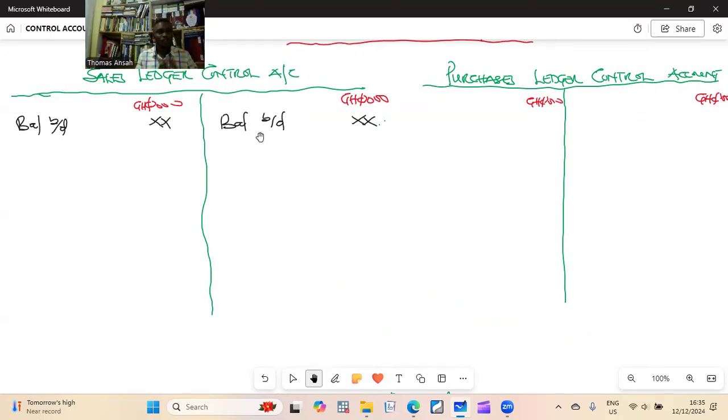Now, for the remaining things, you ask yourself: is it going to increase the customer's balance or reduce the customer's balance? Let's say there is a credit sale. The fact that we have sold to the customer on credit means that the customer's debt is going to increase, and that is an asset. And if it is increasing, what do we do? You have to debit it.